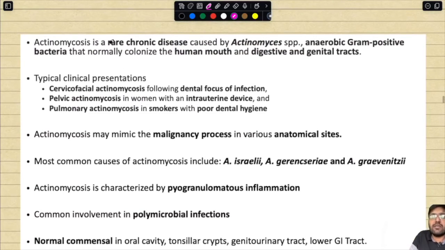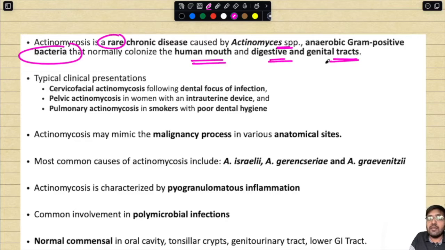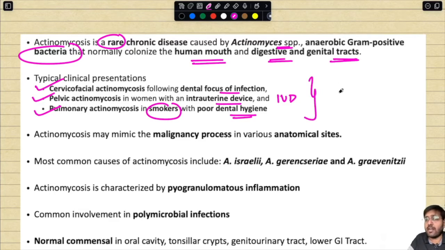Now actinomycosis is a rare chronic disease caused by Actinomyces species, which are anaerobic gram-positive bacteria that normally colonize the human mouth, digestive and genital tract. There are 3 important clinical presentations of actinomycosis. One is cervicofacial actinomycosis, which follows a dental focus of infection. Pelvic actinomycosis in women with an intrauterine device or IUD, and pulmonary actinomycosis in smokers with poor dental hygiene. So these are the 3 important clinical presentations of actinomycosis.